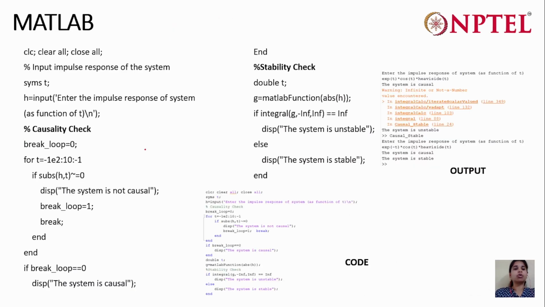So the system is not a stable system and it is not a causal system as well. I have written a code in MATLAB to check the causality and stability. Basically, the conditions we have for causality and stability, I have written in MATLAB form. Now I'll go to MATLAB and show one example.